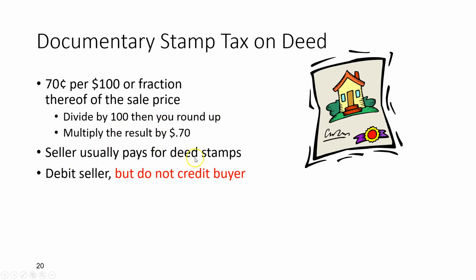Usually the seller pays for the deed stamps, all depends on the contract. So on the closing disclosure, it would be debit the seller, but we do not credit the buyer because this is a straight cost to the seller that goes out of the transaction over to the state.